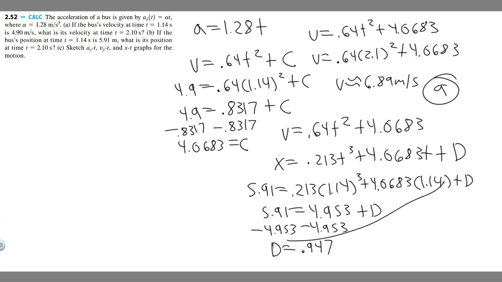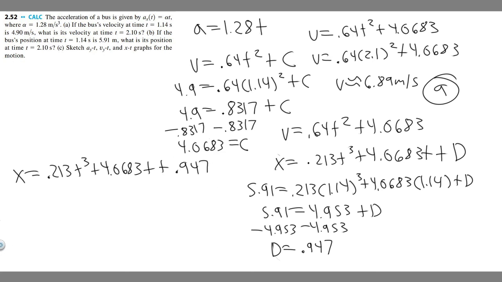We can plug this back in for d and solve for the position. So x equals 0.213 t cubed plus 4.0683 t plus our d, 0.947. And so we're trying to find it at time 2.1. So just plug that in. x equals 0.213 times 2.1 cubed plus 4.0683 times 2.1 plus 0.947.